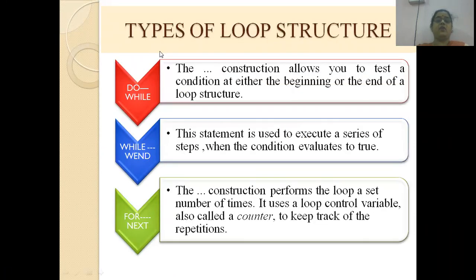In Visual Basic, or in any other programming language, there are three types of loop structure. The first one is do while, the second one is while wend, and the third one is for next. The use of do while and for next in Visual Basic is the same as in other programming languages, but the syntax is different. How the syntax is different, we will see later.